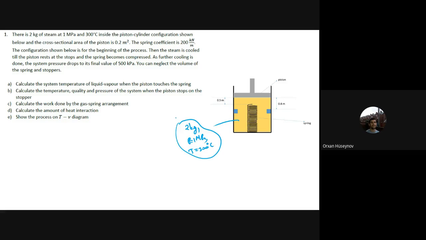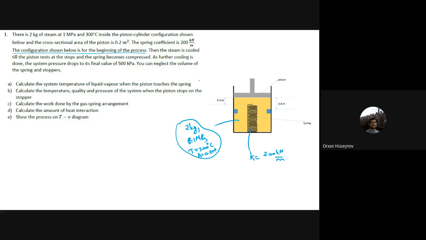And then the cross-sectional area, of course, the area of the piston is 0.2 meters squared. This is the cross-sectional area of the piston. The spring coefficient: you have the spring here. It has a coefficient K value of 200 kilonewtons per meter. This is the spring coefficient. And this is the configuration shown at the beginning of the process.